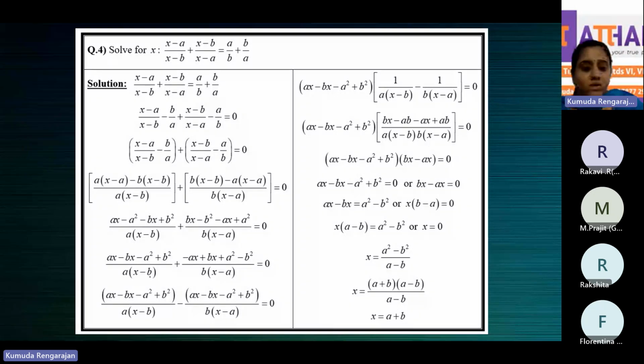So now, what should you do then? Take out that expression common. The numerator is common. Bring it out: ax minus bx minus a square plus b square is common. Am I clear, children? Bring it out common. Don't cancel it. So now you'll get, after you take this out common, in the bracket 1 by a into x minus b, minus 1 by b into x minus a, is equal to 0.